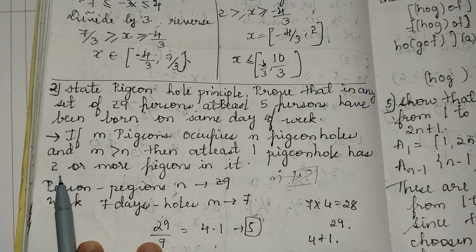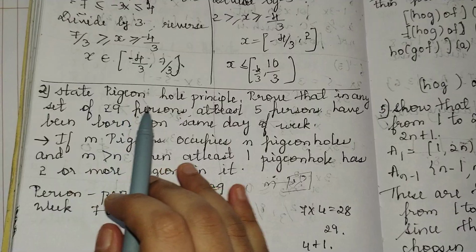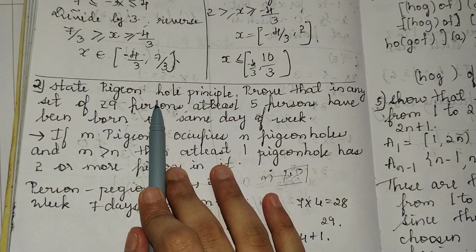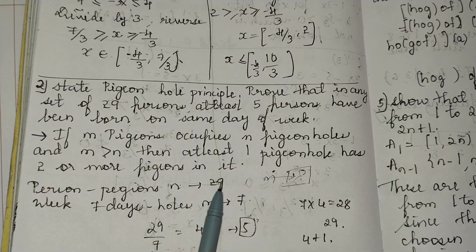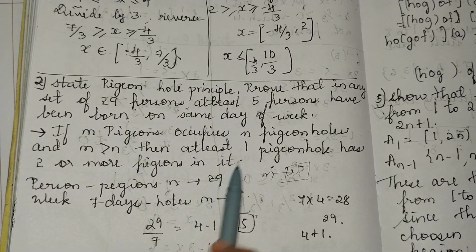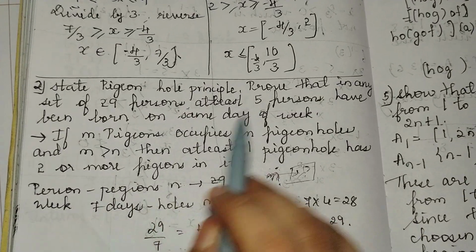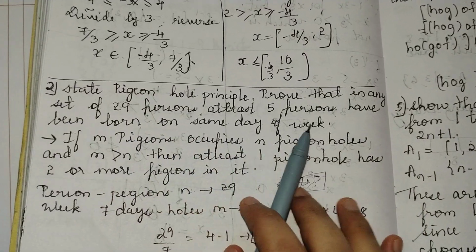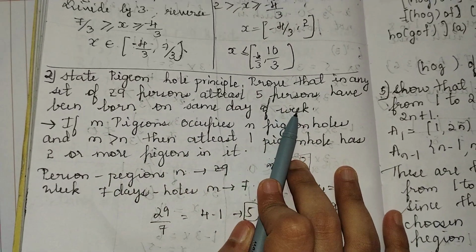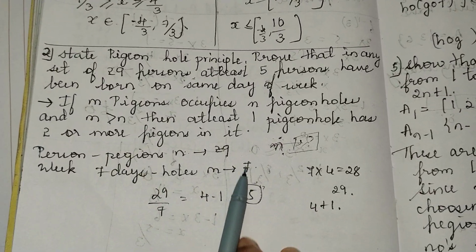Okay, so in our question they have told us to prove that in any set of 29 persons, meaning pigeons, pigeons means the n value is 29. I think I told you it as m earlier, it should be the other way. Then they have told that 5 persons have been born on the same day of the week. So in a week we have 7 days, which means holes, it is 7.